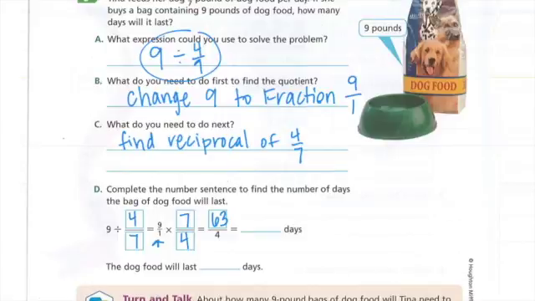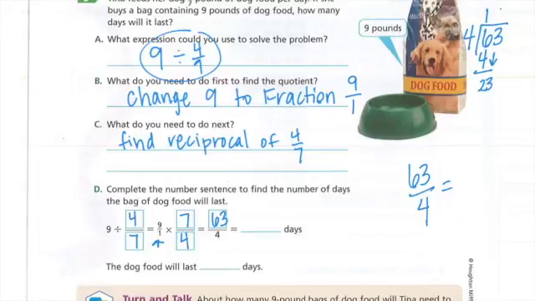So now let's change our improper fraction to a mixed number. This is a division problem. So I'm going to ask myself, how many times does 4 go into 63? If I don't know, I could do it off to the side and say, okay, 4 goes into 6 one time. Subtract, bring down my 3. 4 goes into 23 5 times. There's 3 left over, so that remainder is 3.